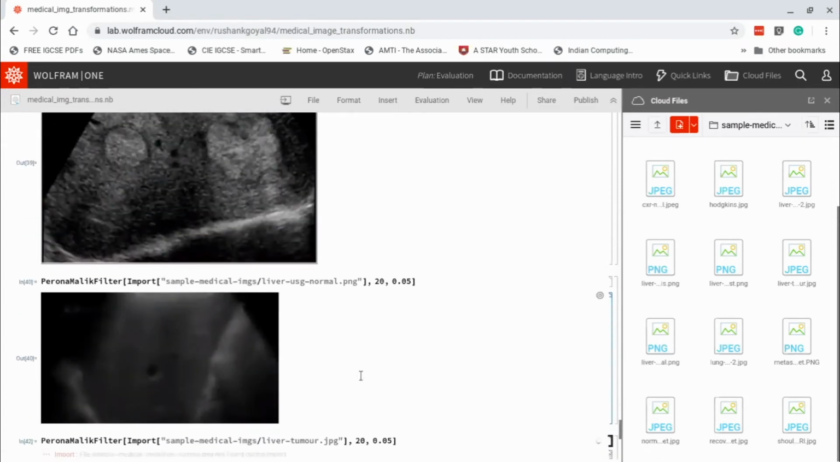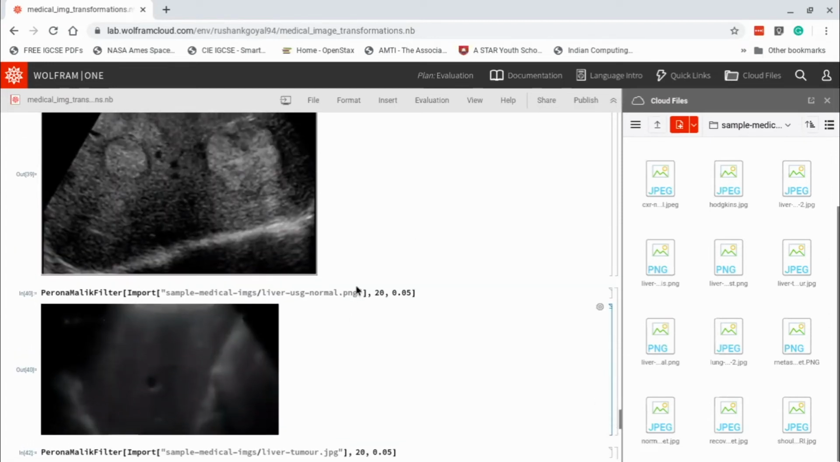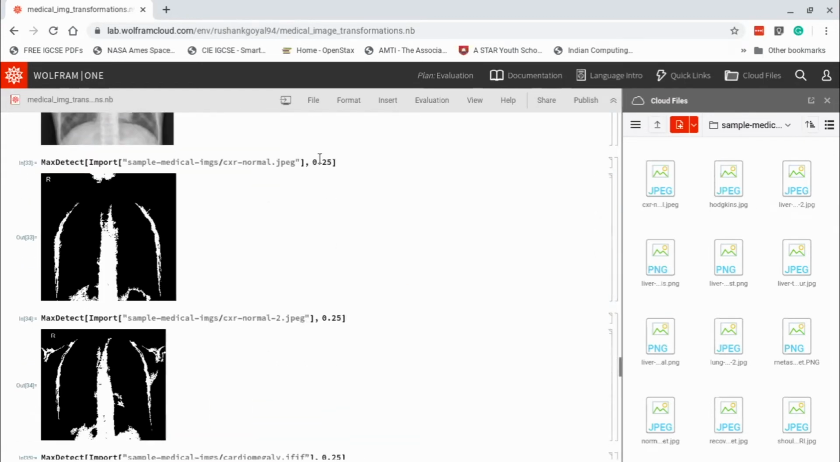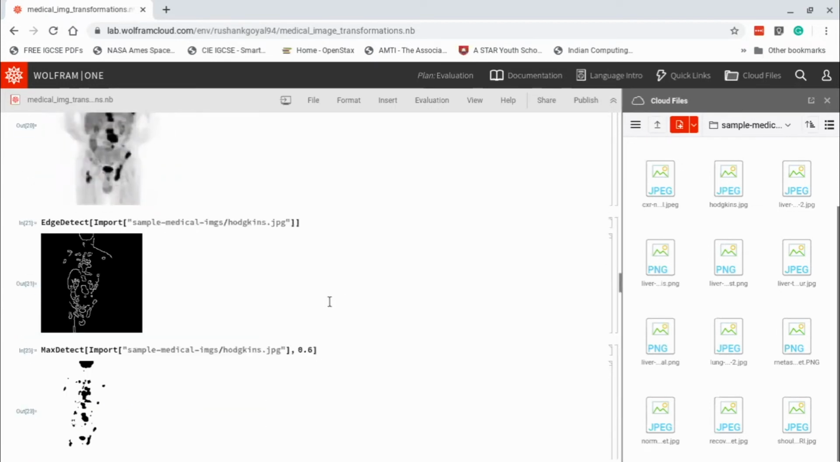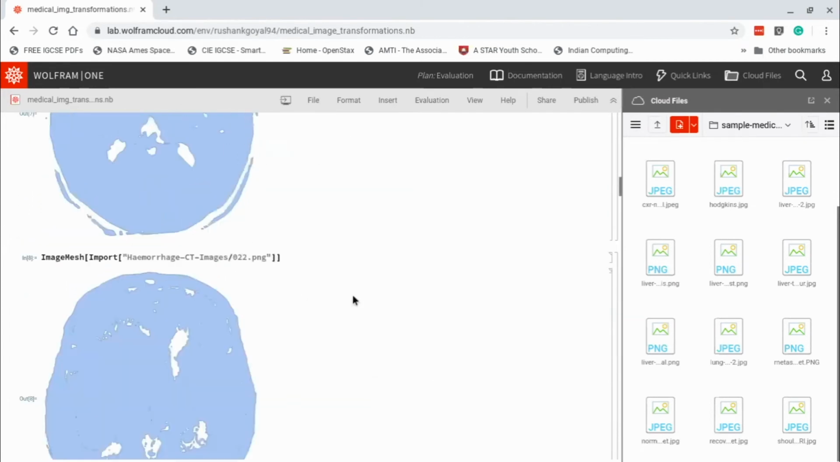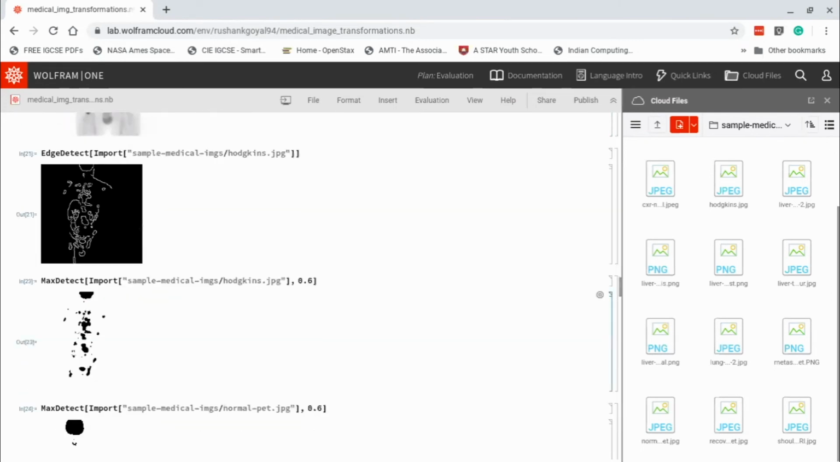Also, I did not discuss these values. So 20 and 0.005, 0.05. Basically, I want to emphasize the consistency. These values here are 20 and 0.05, and these ones here are also 20 and 0.05. If you see in our other examples, the value has always been the same, 0.25, 0.25, and 0.25. And as the last example, 0.8, 0.8, and 0.8.